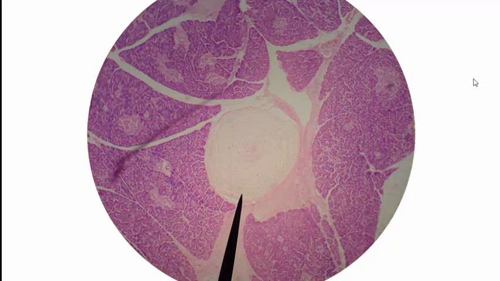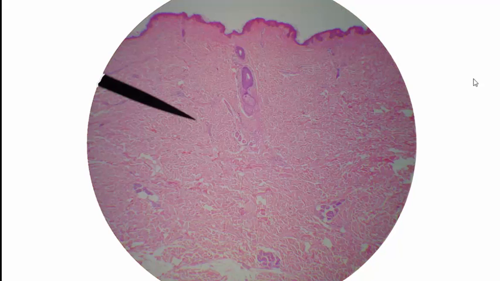And then another question, is this skin that we're looking at? The answer is no, this is not skin. This is a pancreas. Here, what major layer of skin is up here? The answer is epidermis. What is this structure and this structure down here? And those are sweat glands, or eccrine sweat glands.